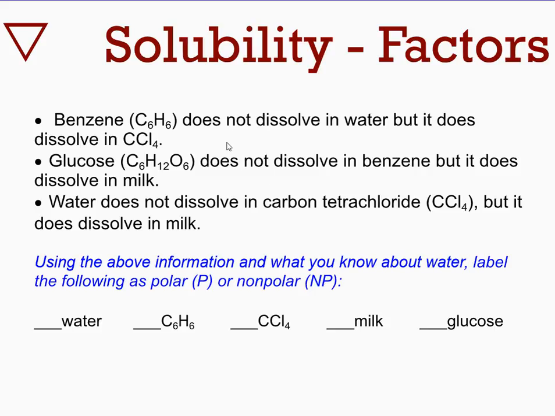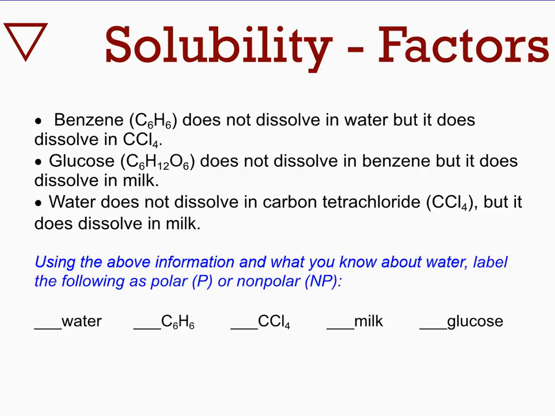So here are some examples. Benzene does not dissolve in water, but it does dissolve in CCl4, carbon tetrachloride. Glucose does not dissolve in benzene, but it does dissolve in milk. Water does not dissolve in carbon tetrachloride, but it does dissolve in milk. So using the above information about what we know, we need to indicate whether these things are polar or nonpolar, and it should be pretty quick and easy.